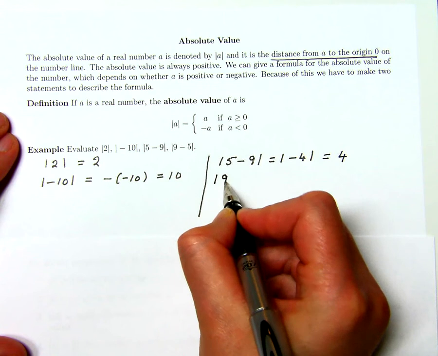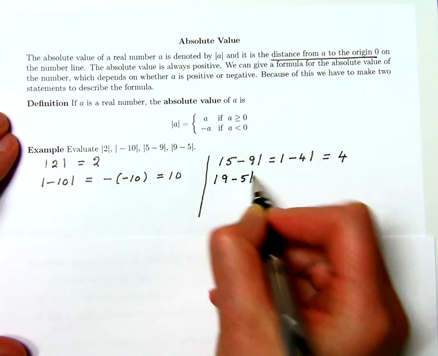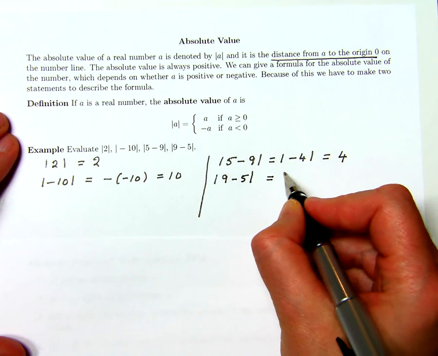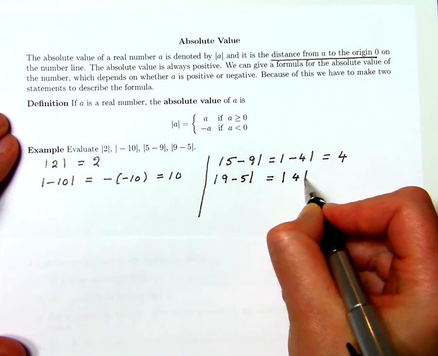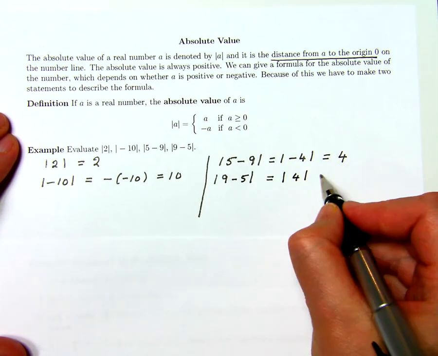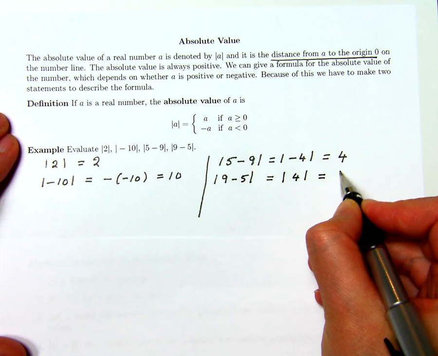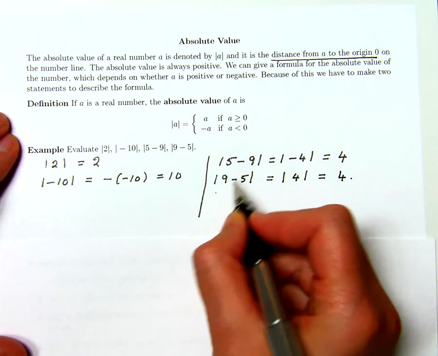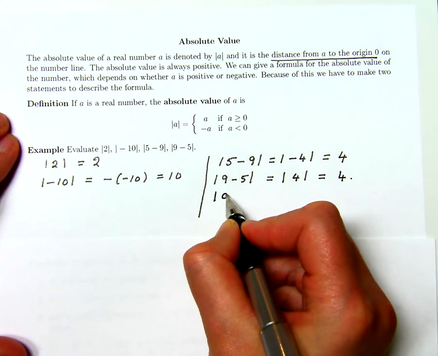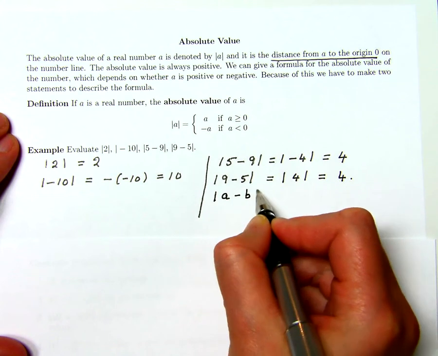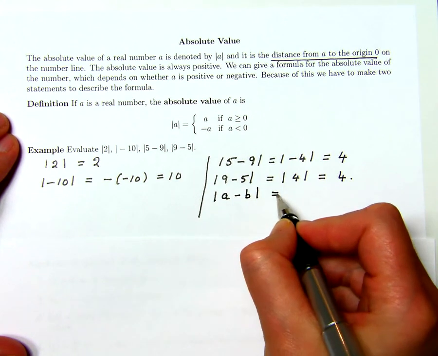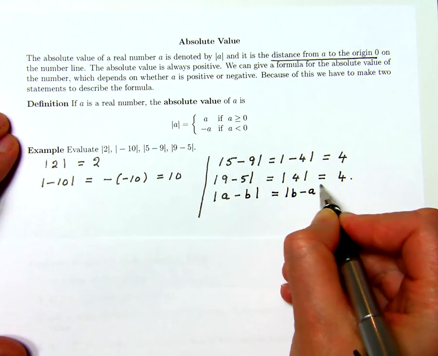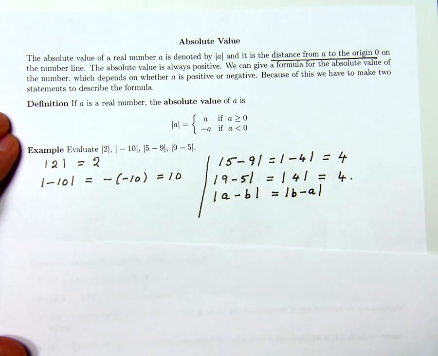And now the absolute value of 9 minus 5 is equal to, first I do the arithmetic, it's the absolute value of 4. 4 is greater than 0, so the absolute value of 4 is 4. Notice that we have the absolute value of 5 minus 9 is equal to the absolute value of 9 minus 5, and in general, we have the absolute value of a minus b is equal to the absolute value of b minus a, as you'll see below.